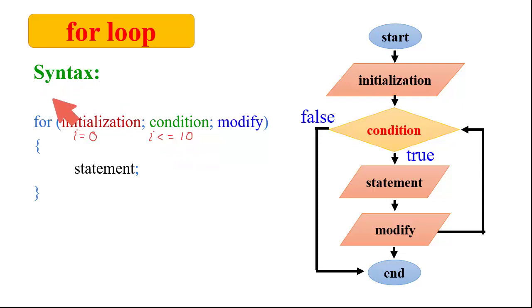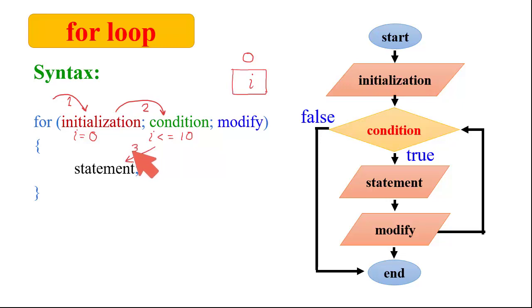So first, the variable will be initialized. This is the first stage. Next, a condition will be checked. This is second stage. If the condition is satisfied, the value of i is 0, so 0 <= 10. The condition is satisfied means it gives true. When the condition is satisfied, the execution will enter into the for loop.